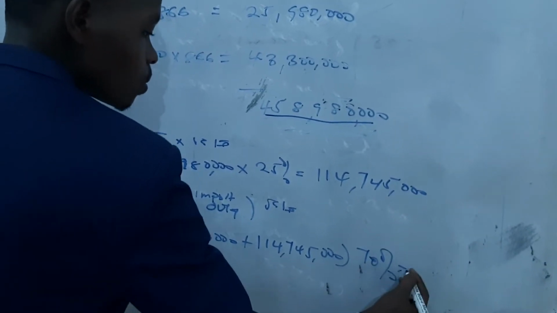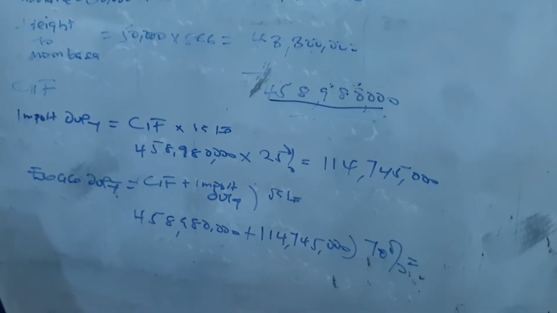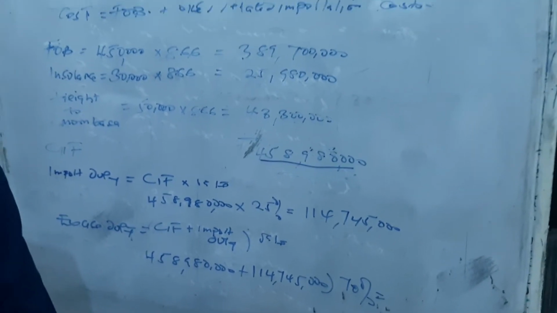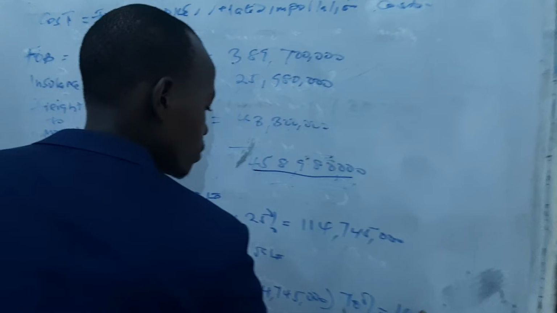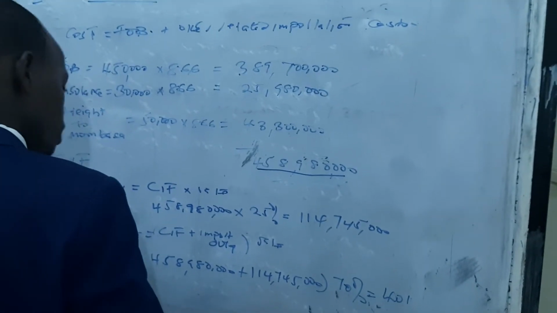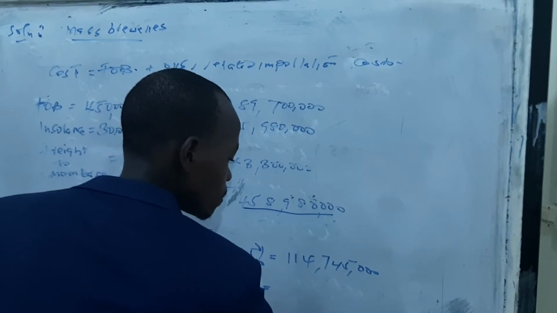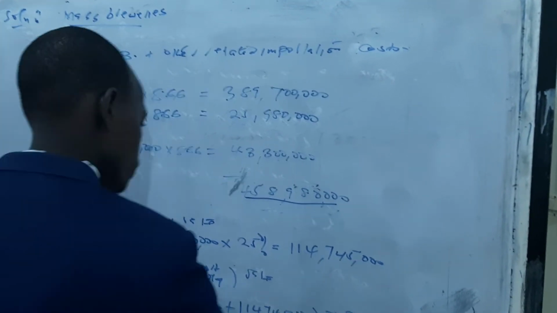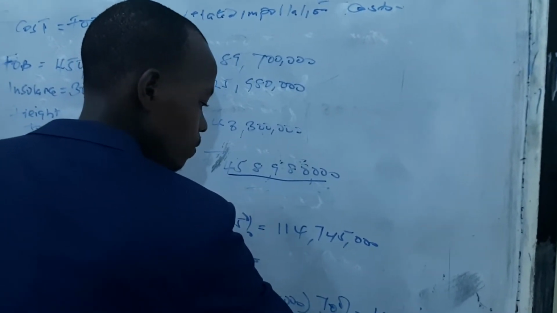70%. So this gives me the figure. This gives me 400 million and 600,000, 600,000, 7,500.